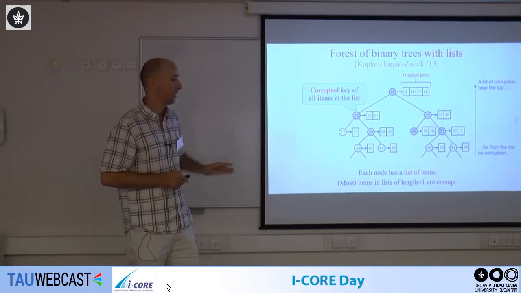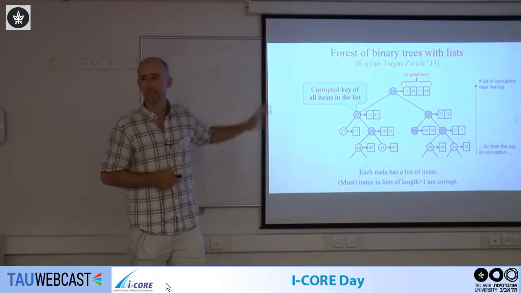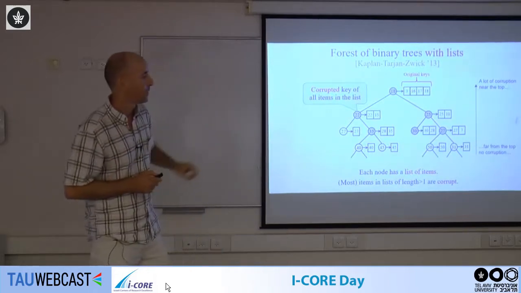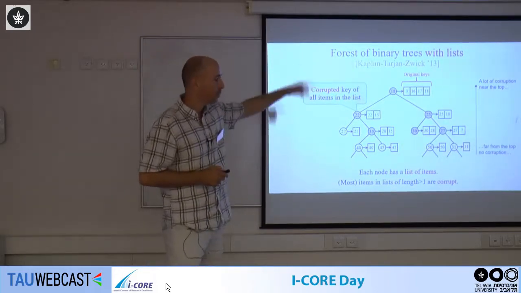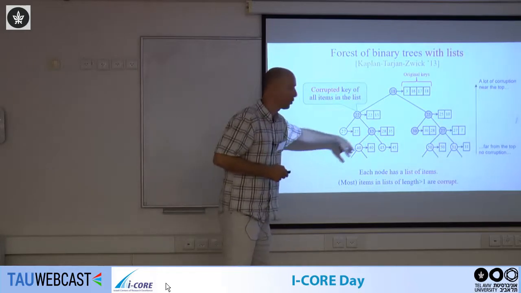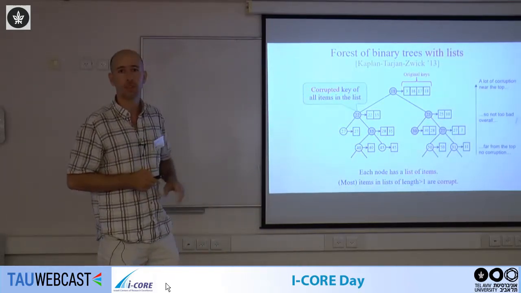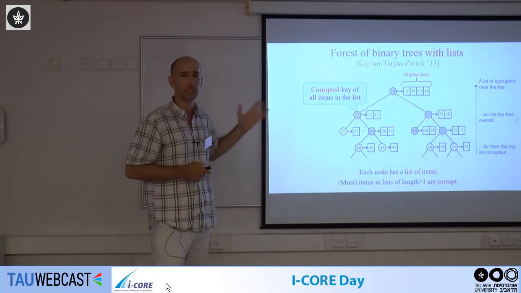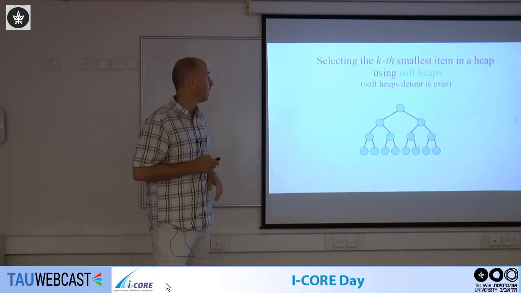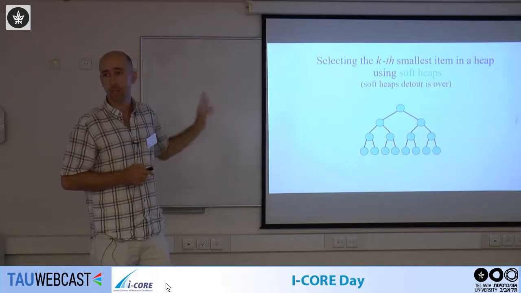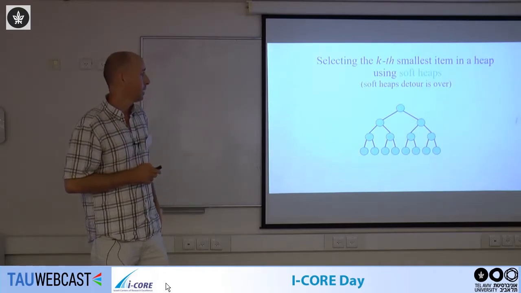And as we go down, it's like in the real world, sort of. So far from the top, there is no corruption because each node has like one element, so it evens out. I won't go into the detail, but you get this epsilon guarantee. So okay, back to the selection in heaps.